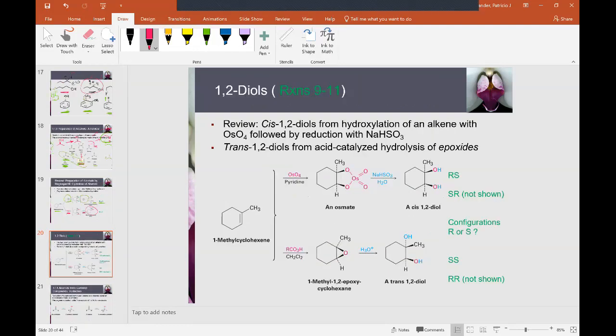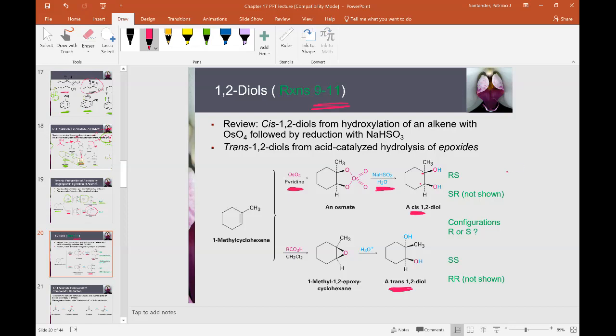In the synthesis of diols, this is something that we learned also in previous chapters. So we learned that you can produce diols that have cis stereochemistry, and you can form the cis diol, or you can form also the trans diol. In order to form the cis diol, you need to use osmium tetroxide in the first step, followed by a reductive step with sodium bisulfite and water. Notice that the configuration of the two chiral carbons is R and S. And also you should expect to get the SR configuration.